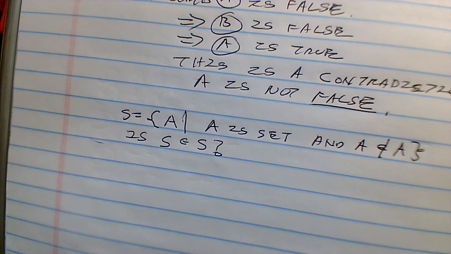Russell explained this to lay folks who were not mathematicians by doing what he called the barber problem. The barber problem is something where you have a town in which there is only one barber, and the barber shaves everyone who does not shave themselves. Now the question is, who shaves the barber? Well, if you say the barber shaves himself, you get a contradiction. If you say the barber doesn't shave himself, you get a contradiction.